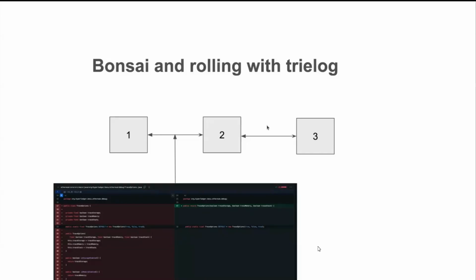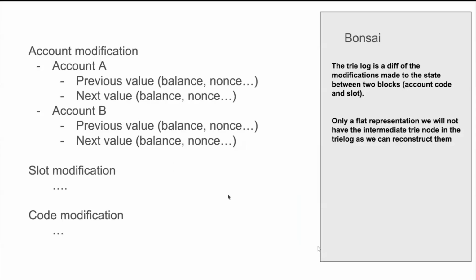If I want to go back to an old version of the state, I just have to apply this diff. And like that, I will have the balance of my account in an old block or something like that. I don't have to keep in the trilog all of the intermediate nodes, because when I modify the leaf, I will be able to regenerate all of the intermediate nodes. So it's not needed to keep everything in the trilog, just a flat representation. You can see an example of what kind of information you can have in the trilog.